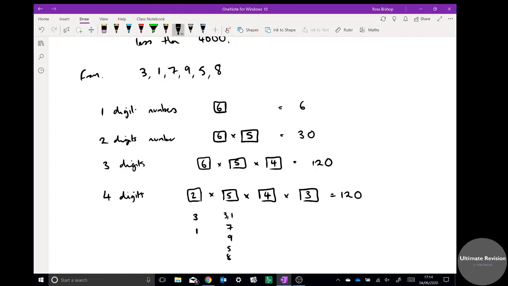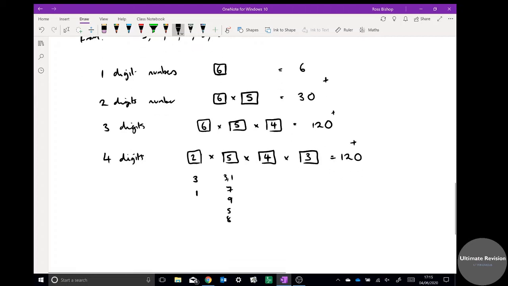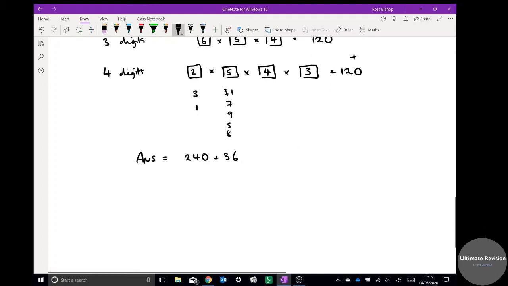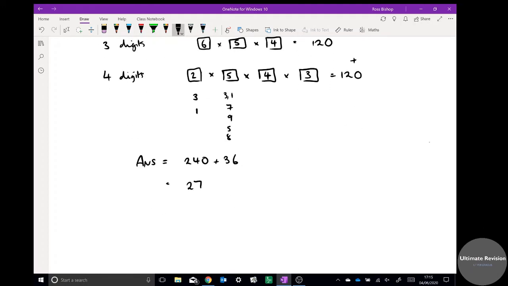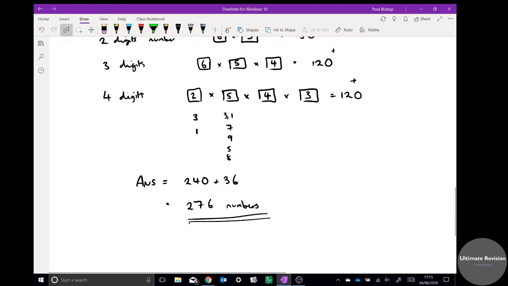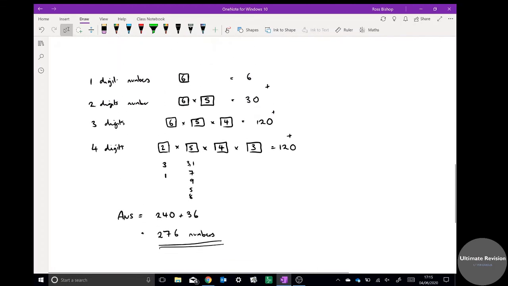Okay. And then you just need to add those options up. So you've got 6, add 30, add 120, add 120. So your final answer, you add all of those up, 276 numbers. There's 276 different numbers available from that choice that would be less than the number 4,000. Okay.